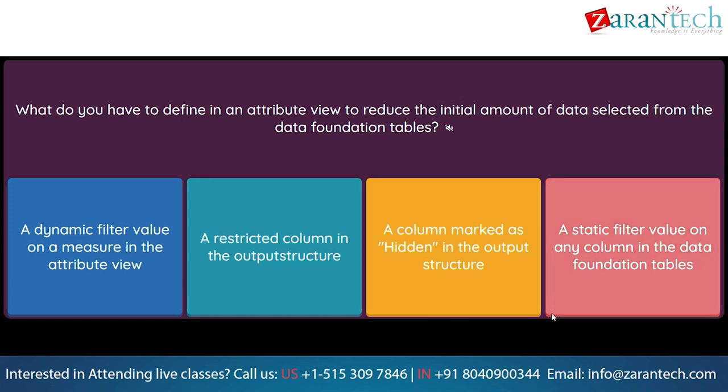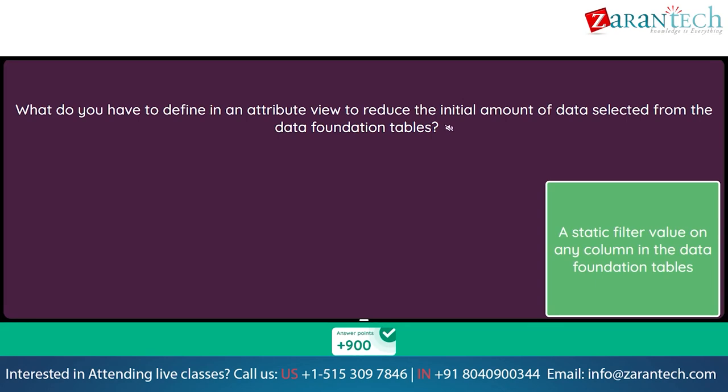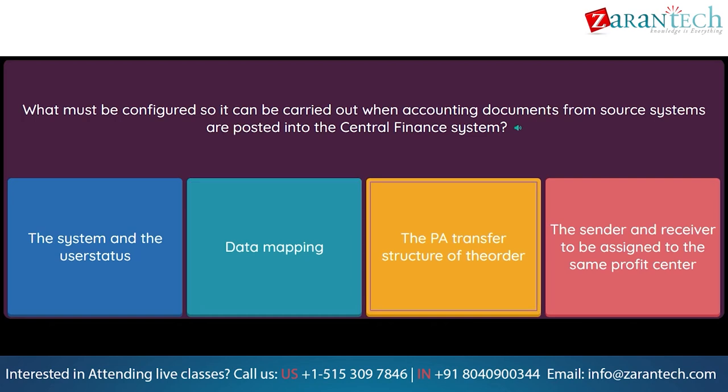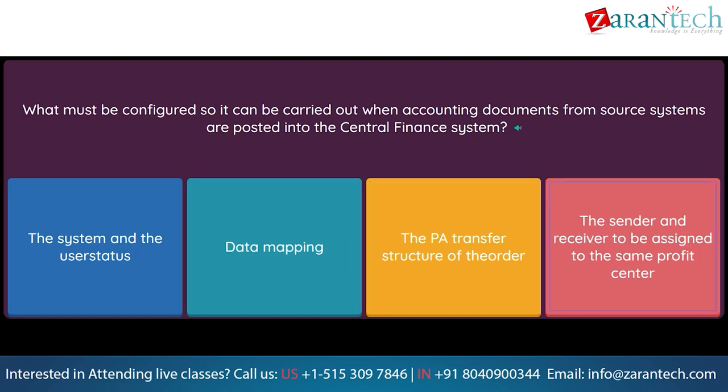Question: what must be configured so it can be carried out when accounting documents from source systems are posted into the central finance system? Option 1, the system and the user status. Option 2, data mapping. Option 3, the PA transfer structure of the writer. Option 4, the sender and receiver to be assigned to the same profit center.